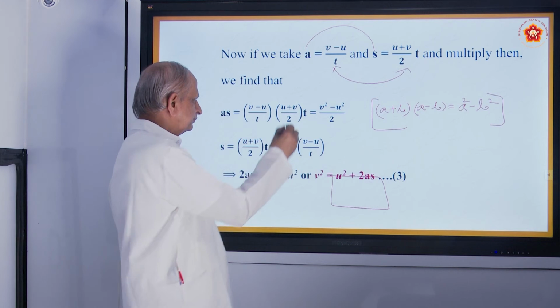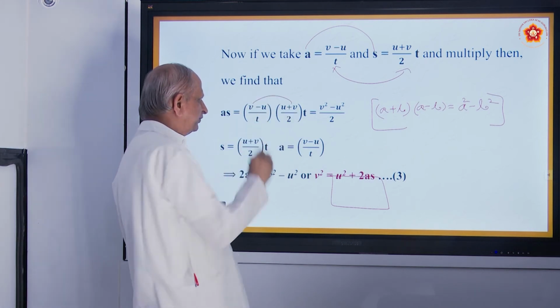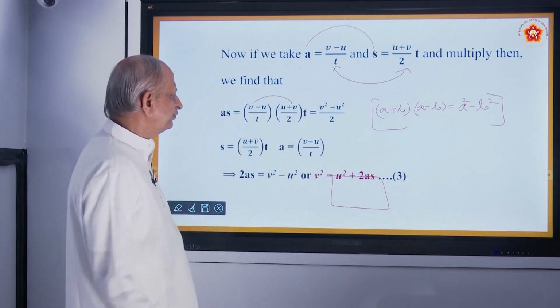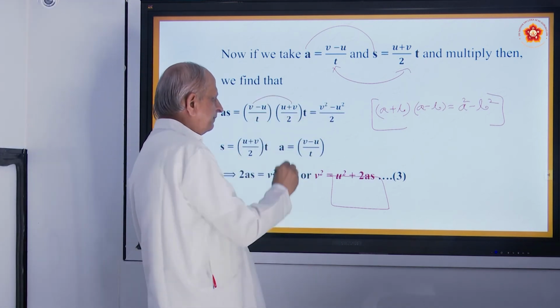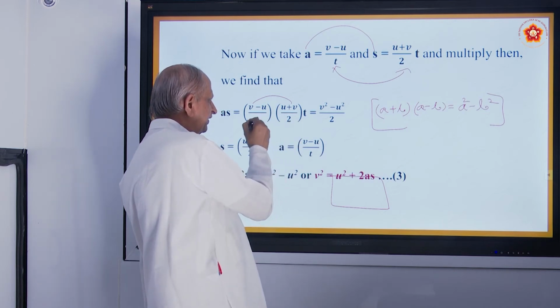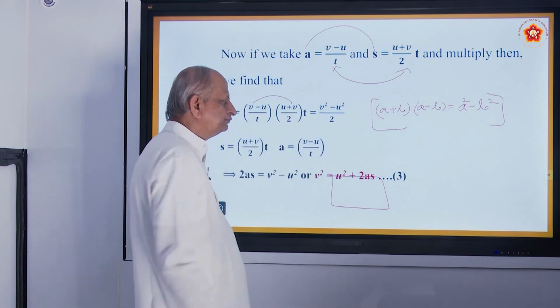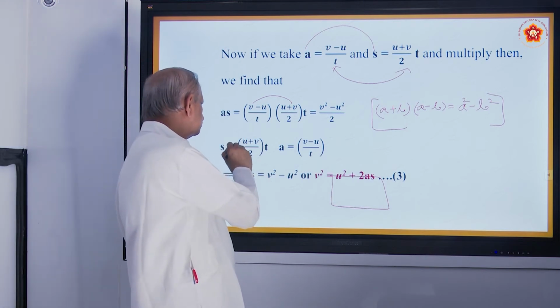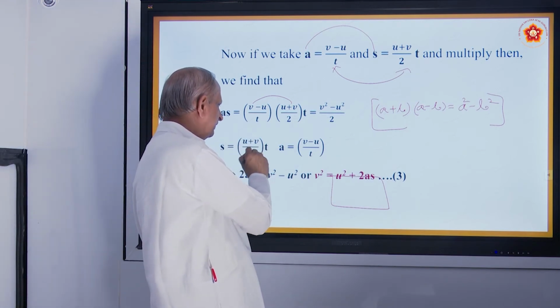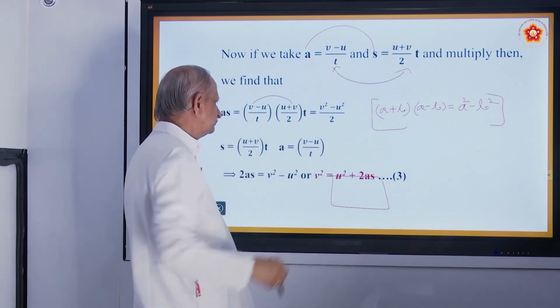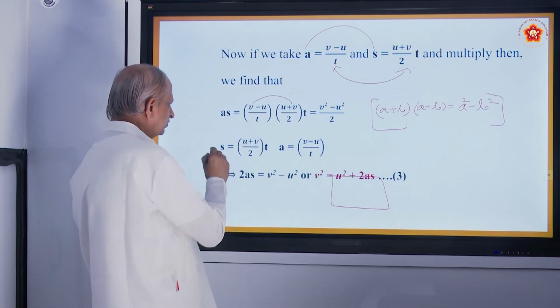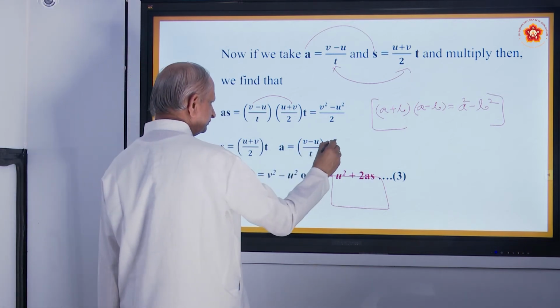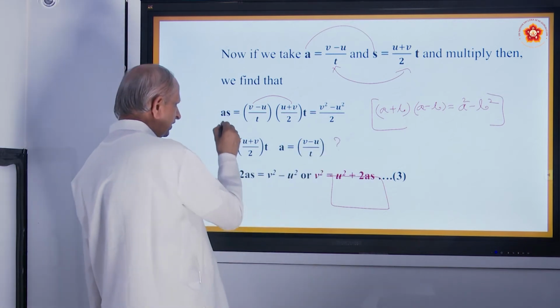So you see, V plus U into V minus U becomes V squared minus U squared, by t cancels, you get 2. Okay. So S is equal to U plus V, but this already we have seen it here. Again it's written, no problem. So this step is not needed. Okay. Then come to this.